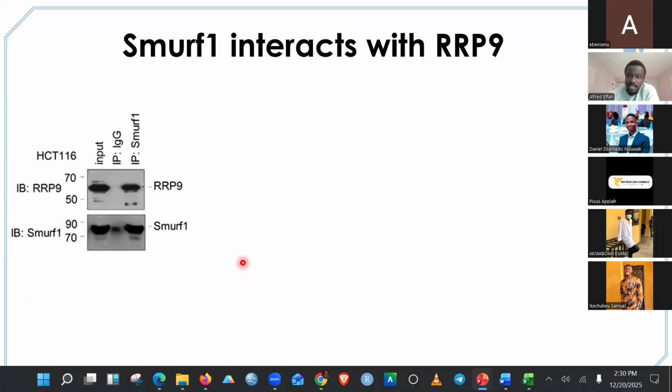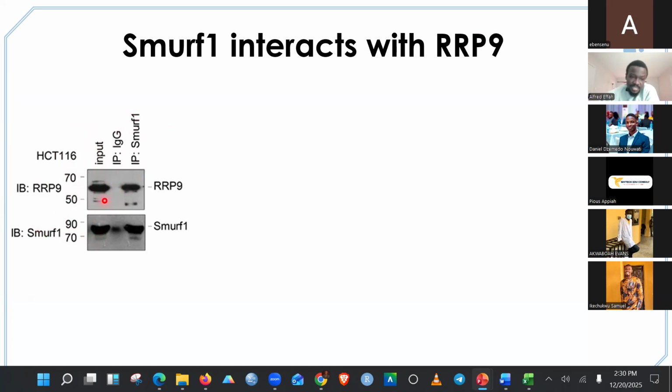So the first thing that they did was to confirm if RRP9 and SMURF1 are interacting. That is the first thing. And this result is coming from co-immunoprecipitation. So they used HCT116, which is a cell line. They expressed the proteins, and then they performed co-immunoprecipitation to confirm if the two of them are interacting.